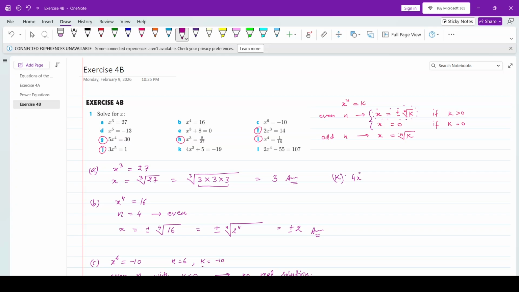K is 4x cube plus 5 is equal to negative 19. So 4x cube is equal to negative 19 minus 5. Therefore, we can write x cube is equal to negative 24, and from the left hand side, we get 4 in the denominator. So this is equal to negative 6, and x is going to be the third root of negative 6. This is the answer.